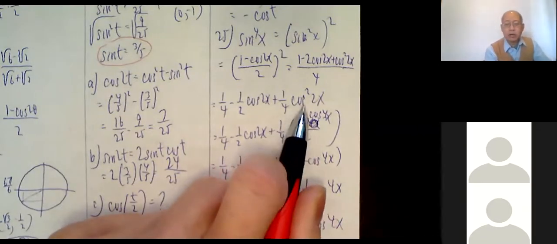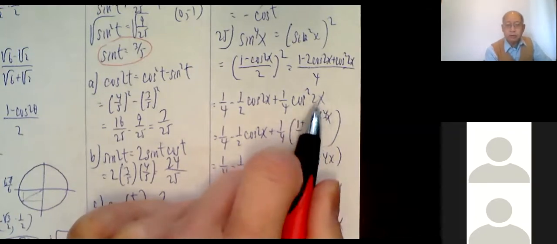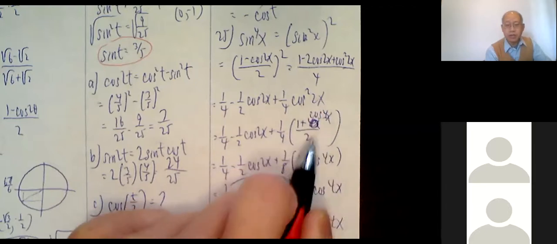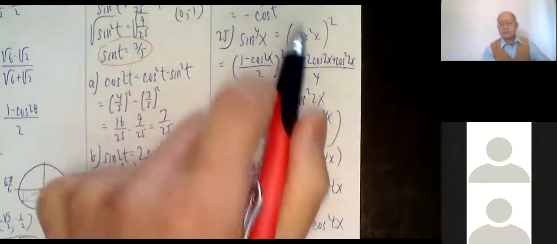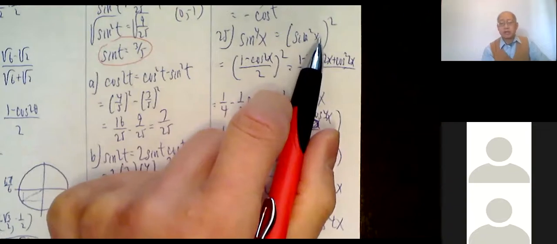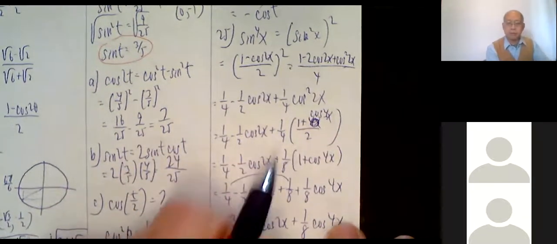So cosine squared of 2x is 1 plus cosine, double that angle. 2x is an angle, it's a legitimate angle. Double it is 4x, divided by 2. Okay, that's what they're asking for. Get it down to just first degree. No squares, no cubes, no fourths. Okay, so now I just got to clean that up.